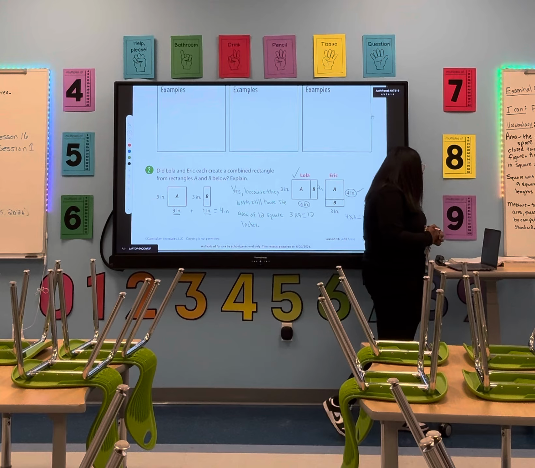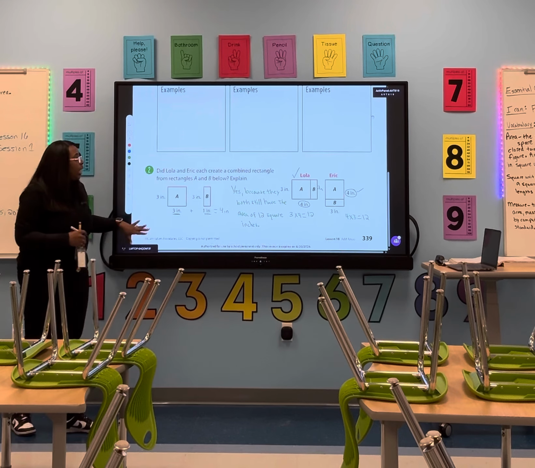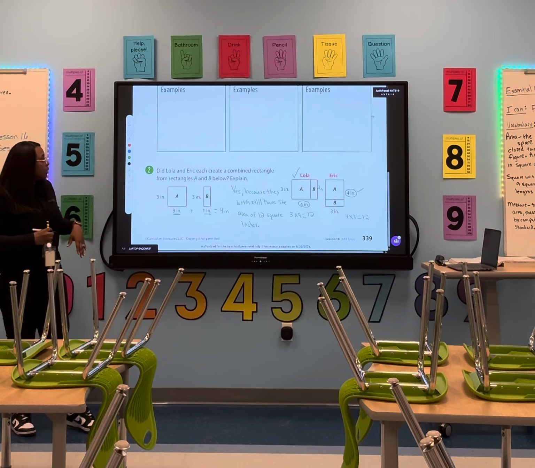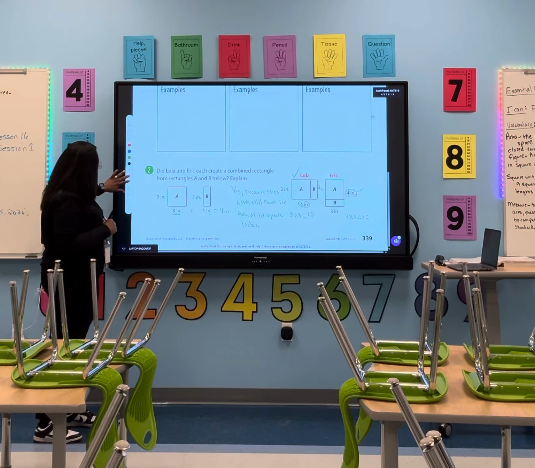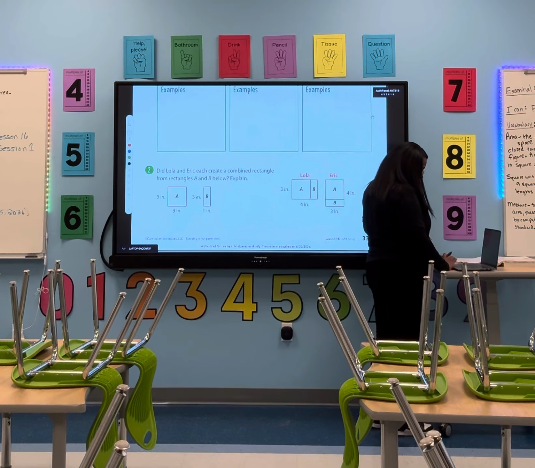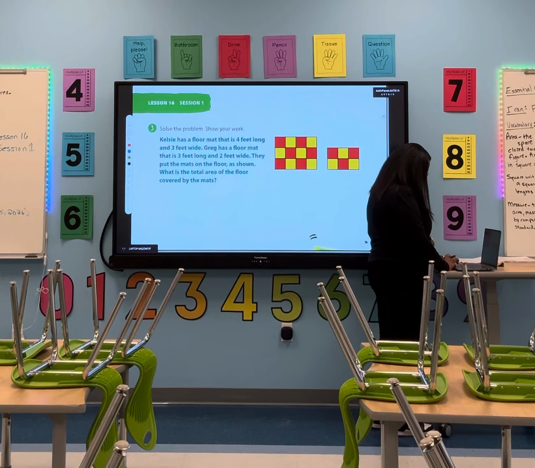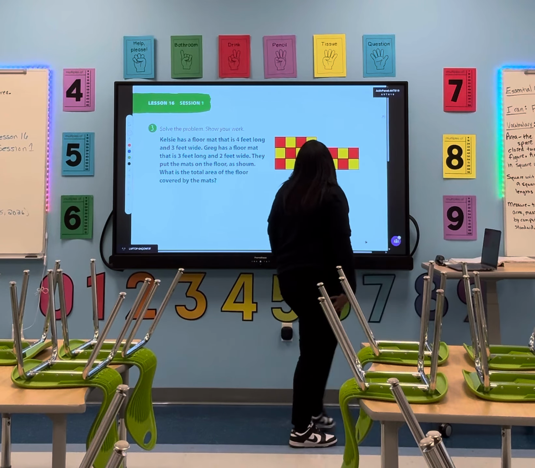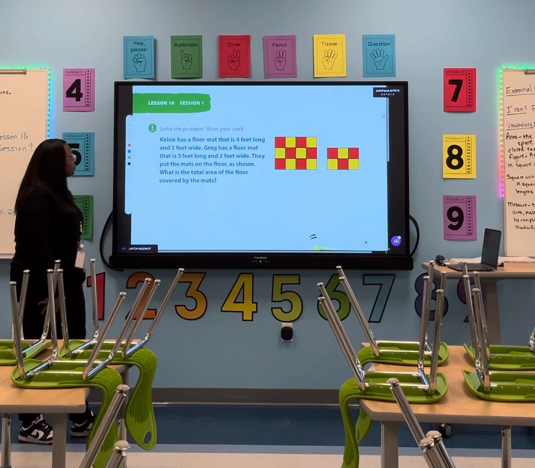So let's go ahead and go to number 3. Now remember, when I go to number 3, I'm gonna have to erase this and then move our board up. So I'm gonna go ahead and do that now. Okay, so this is number 3. I'm zooming in for us. So number 3 says, solve the problem, show your work.